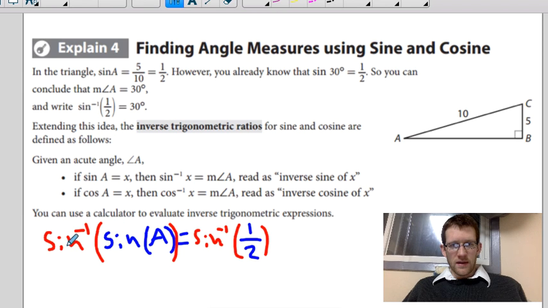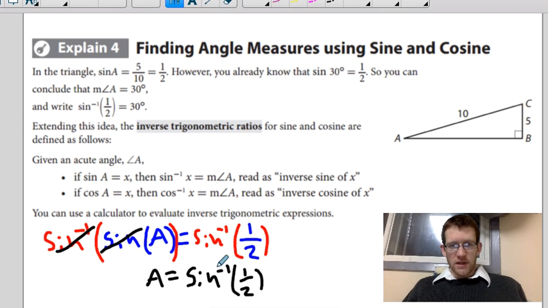Now it's pretty clear that the inverse sine of the sine of A, these two things cancel each other, and I'm left with just A. So angle A equals inverse sine of 1/2.